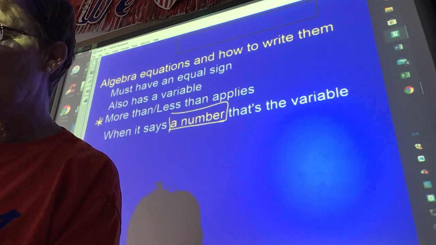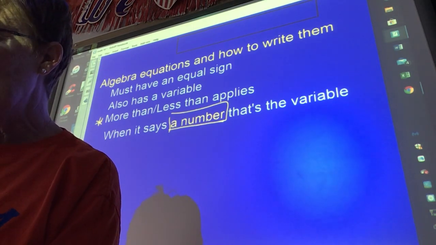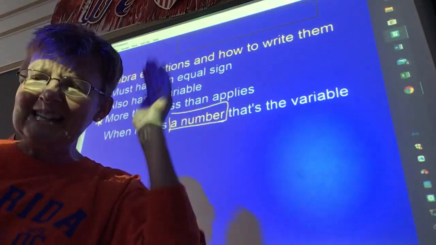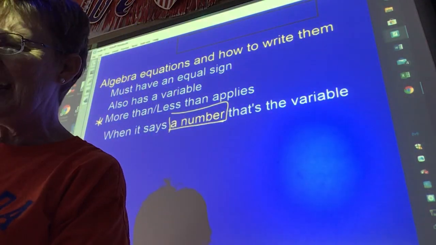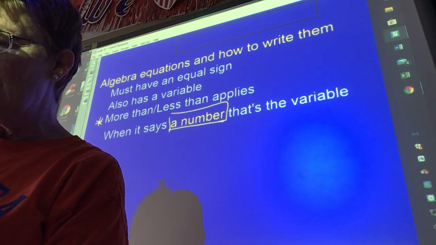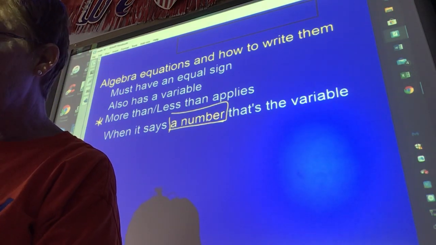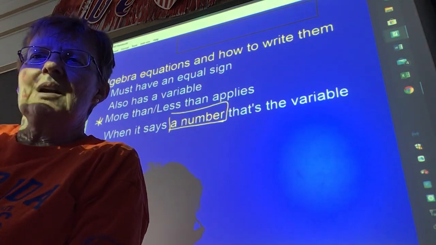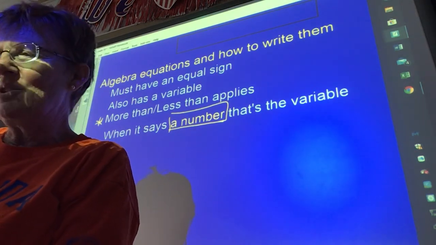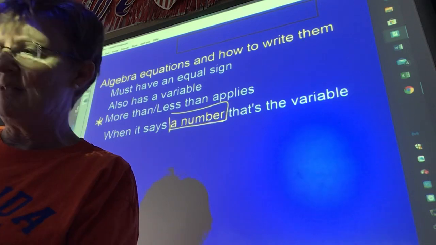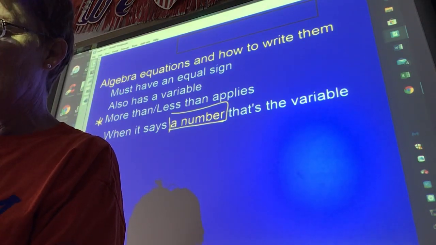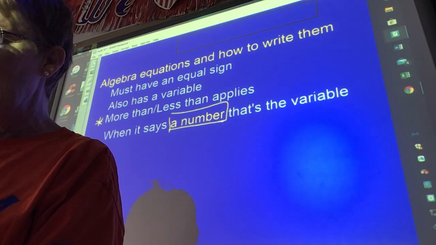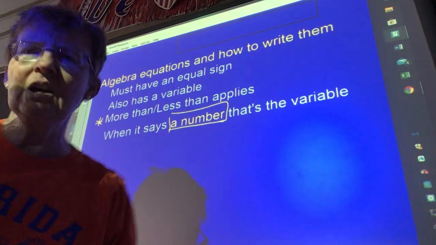So let's look at number 1. 8 more than a number equals 982. Now here they're only asking you to write the equation. They're not even asking you to solve it. So we'll do that later on in this chapter. But, if I read it again, 8 more than a number equals 982.